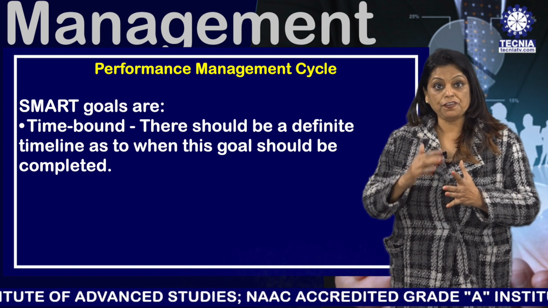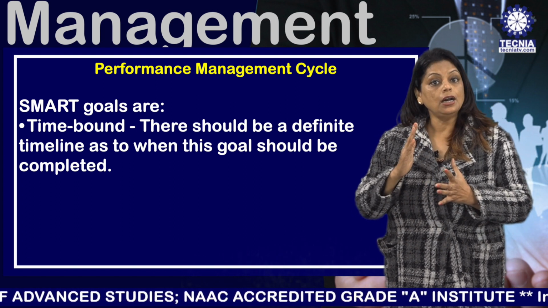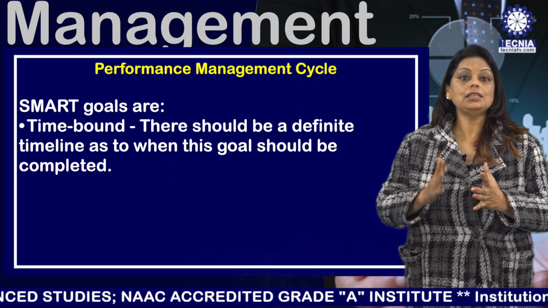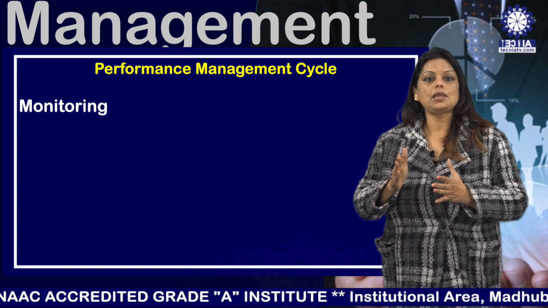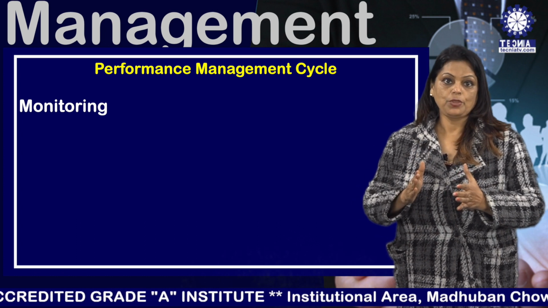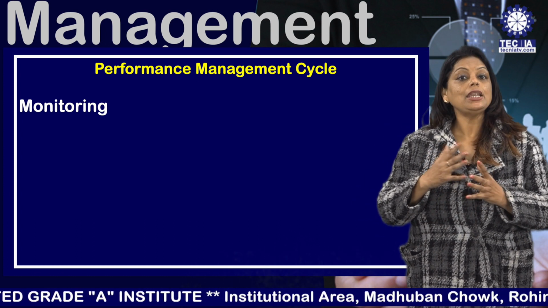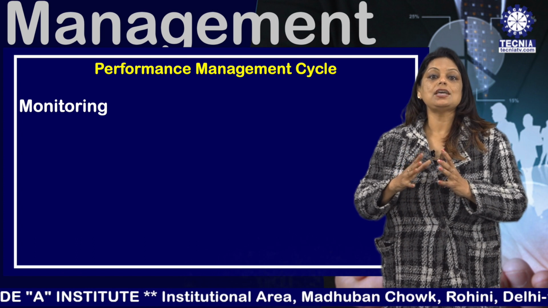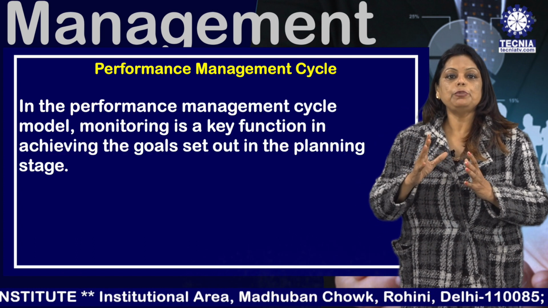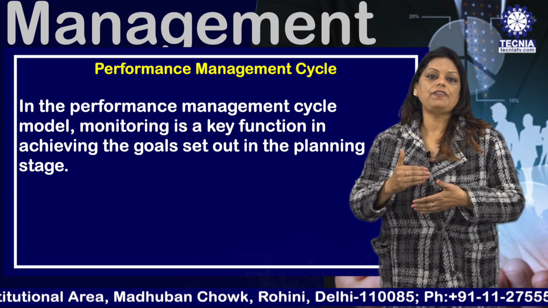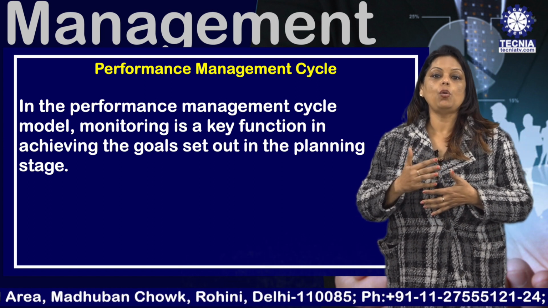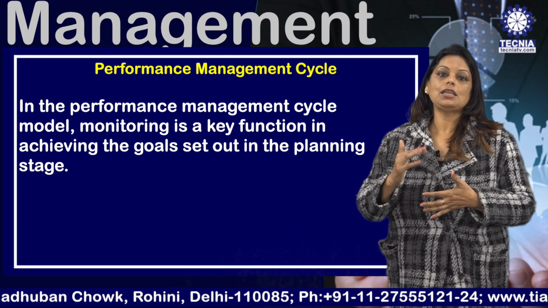So this was the first step of the performance management cycle, that was planning, which is governed under the SMART. The second step is called monitoring. What do you mean by monitoring? Monitoring in easy language is called observation. In the performance management cycle model, monitoring is the key function in achieving the goals set out in the planning stage.